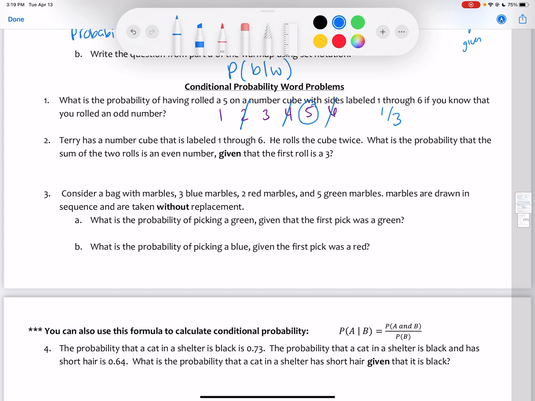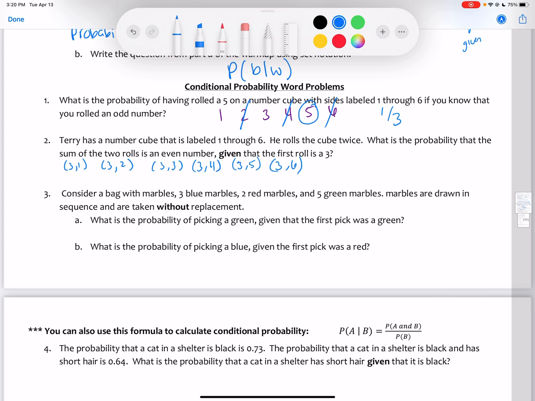Terry has a number cube that's labeled 1 through 6. He rolls the cube twice. What's the probability that the sum of the two rolls is an even number, given that the roll is first a 3? So what you're actually going to have to do here is look up that 9.1 lattice that we had for when we listed out the sample space for the how odd task. So given that the first roll is a 3, there are 6 different options that we could have. I'm just going to list them all: 3,1, 3,2, 3,3, 3,4, 3,5, and 3,6. So that's the condition.